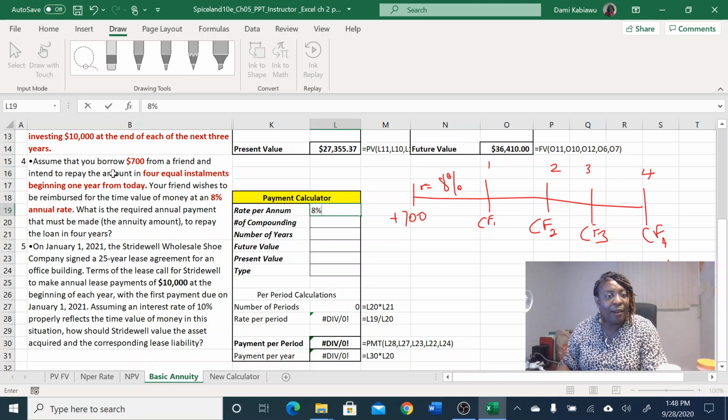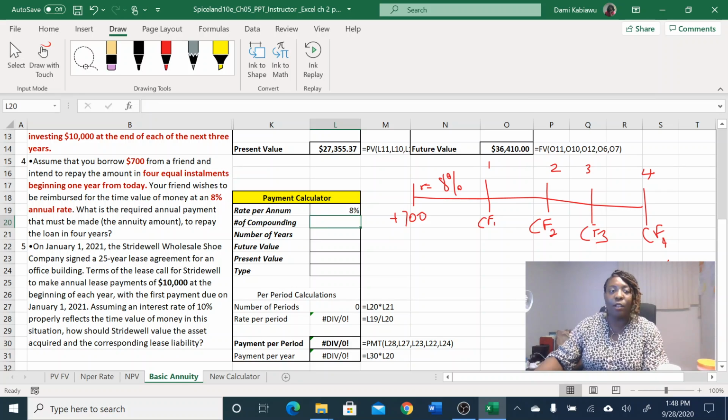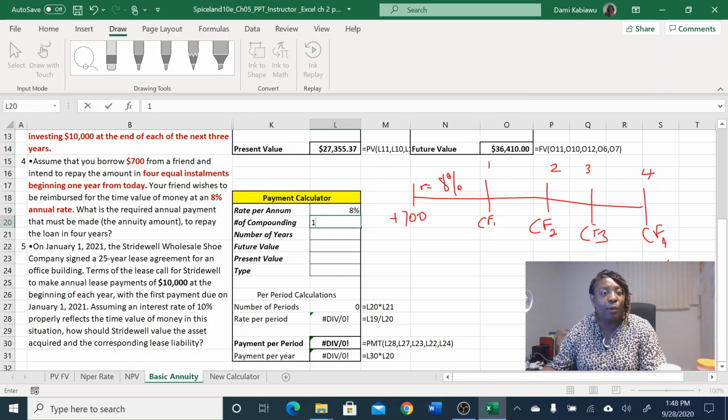This is an ordinary annuity. It doesn't say so unless beginning 1 year from today. It does say so: 4 equal installments beginning 1 year from today. So that is an ordinary annuity because the first payment is due 1 year from today. There is only one compounding period. It's annual compounding. Number of years is 4.